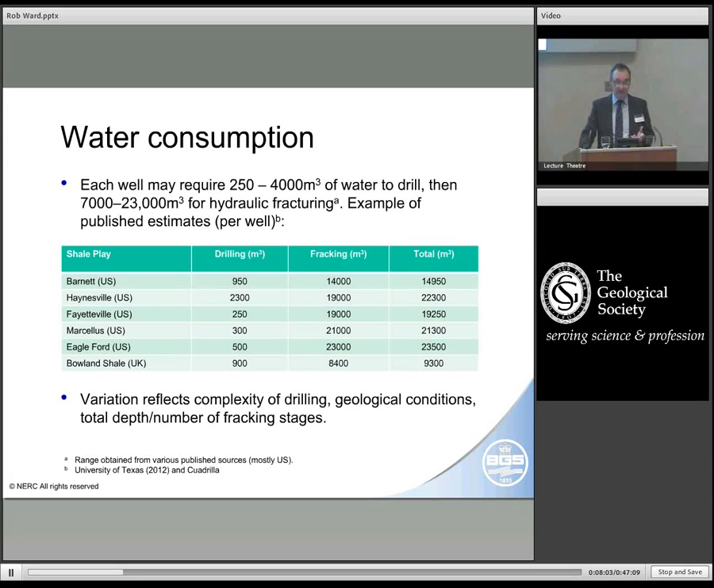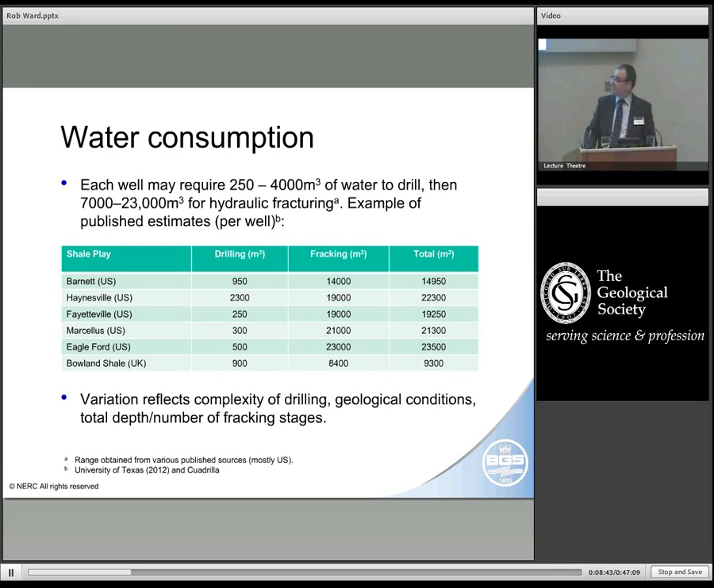Less is required for drilling than for fracking, and the variations reflect very much the complexity of the drilling operation, the nature of the geological conditions into which the well is being sunk, the depth of the well, and the distance in the horizontal plane in terms of the directional drilling, and also the number of fracking stages. So hence there is a very broad range of numbers in the literature, but increasingly there is more accurate reporting of the amount of water being used by the industry, particularly in the United States, as they are becoming more aware of the need to report the facts.